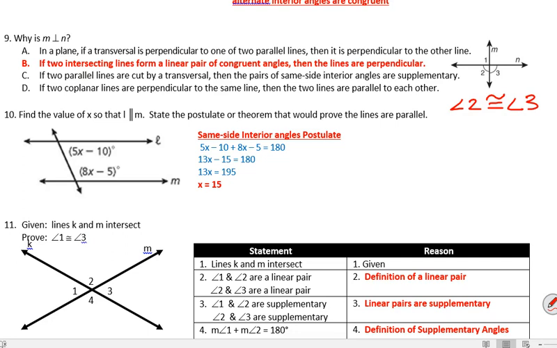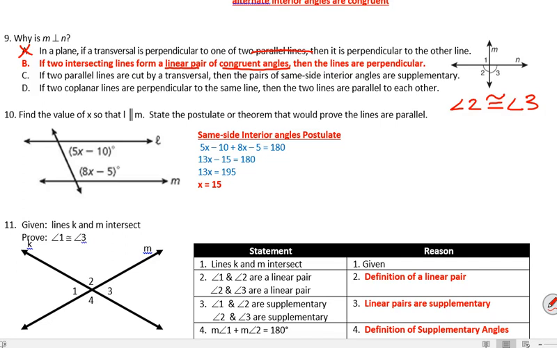It says, in a plane, if a transversal is perpendicular to one of two parallel lines. Well, I don't see any parallel lines in this drawing, so that's not true. That means that can't be the answer. B, we have highlighted. We know that's the answer, but let's look at why. If two intersecting lines form a linear pair of congruent angles, notice that 2 and 3 are a linear pair, and they're congruent. So those are the key words that are going to help me determine that that is the answer as to why the lines are perpendicular.